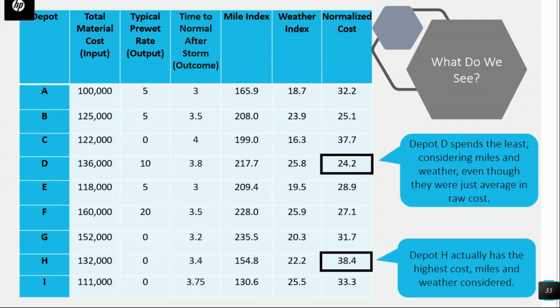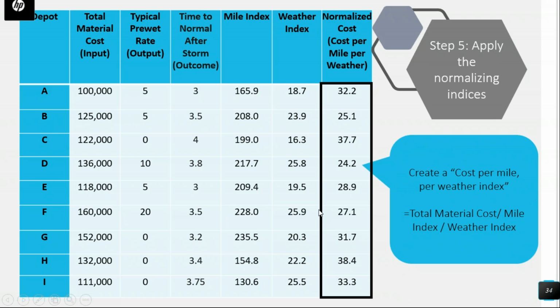what we need to do is, whoopsie, flipped one too many slides there. So what we need to do is create a normalized cost. And so this normalized cost is going to be basically your cost divided by miles, or your mile index divided by weather. So it's cost per mile per weather factor. And this would, by dividing those, remove those impacts.